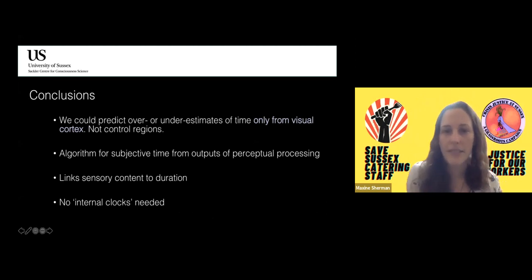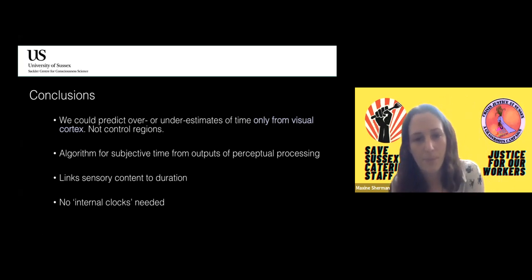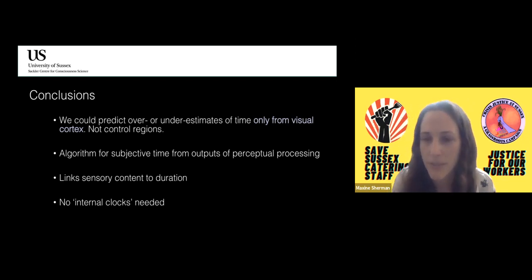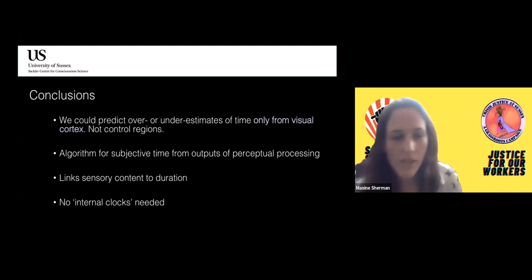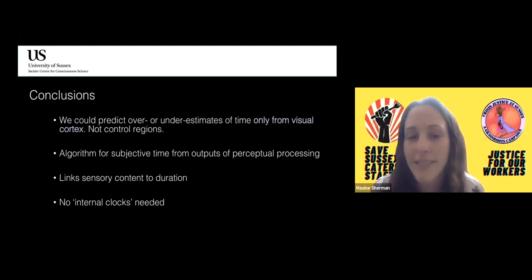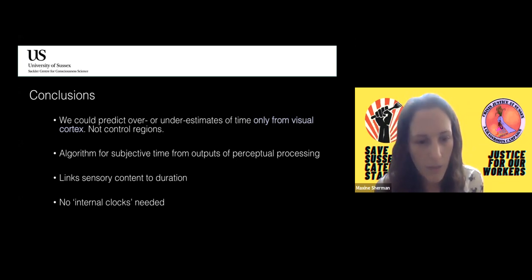So the conclusions of the study are that we could predict people's biases towards over or underestimating time from BOLD activity that's associated with perceptual processing, so only from visual cortex. And the idea here is that it supports a model that intrinsically incorporates the content of what you are judging time for. So you don't need internal clocks, you don't need pacemakers, you don't need any fancy stuff for time. Time perception can just piggyback on perception.